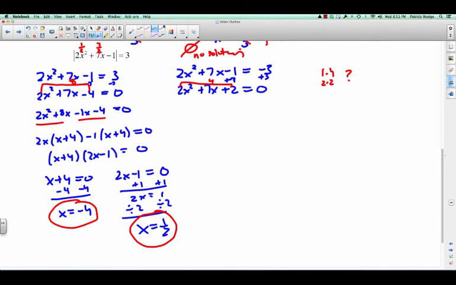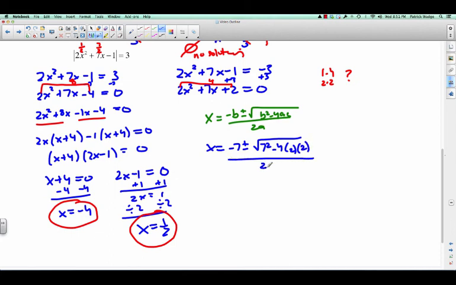So is that it? Actually, it isn't. x equals negative b plus or minus square root b squared minus 4ac, all divided by 2a. That's what we have to do now. So x equals negative b, which is negative 7, plus or minus the square root of 7 squared minus 4 times a, which is 2, times c, which is also 2, all divided by 2 times a, which is 2.